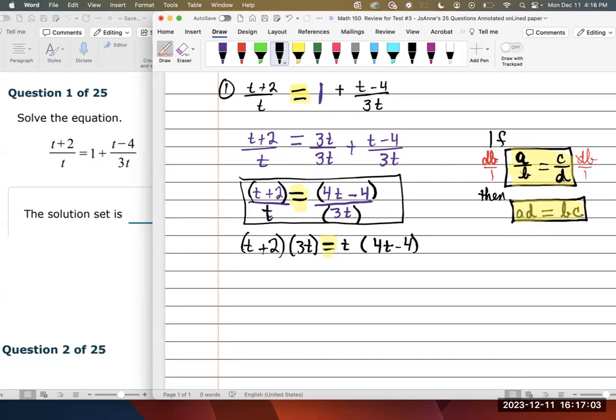Now I multiply the left side. If you prefer to have it written as 3t times t plus 2, remember your commutative and associative properties let you multiply in any order. So if you're more comfortable multiplying with the monomial 3t first, that's fine. The right side, t times the quantity 4t minus 4, you will distribute that t that's on the left. Left side, 3t times t is 3t squared. 3t times 2 is 6t.